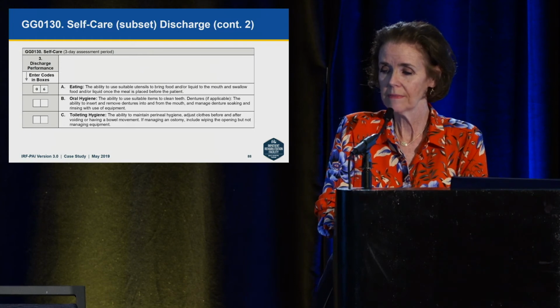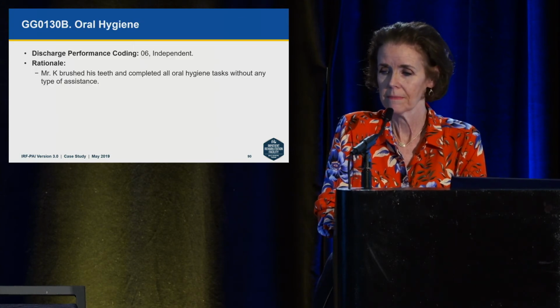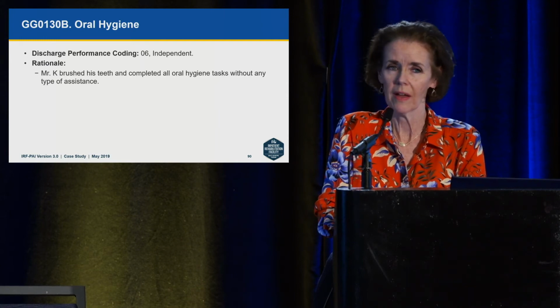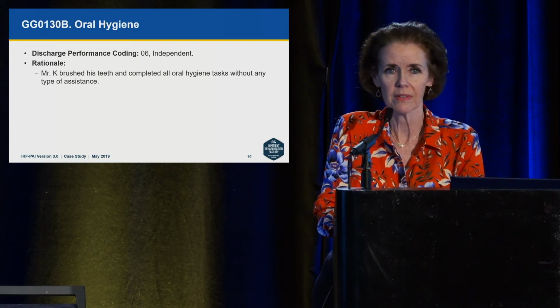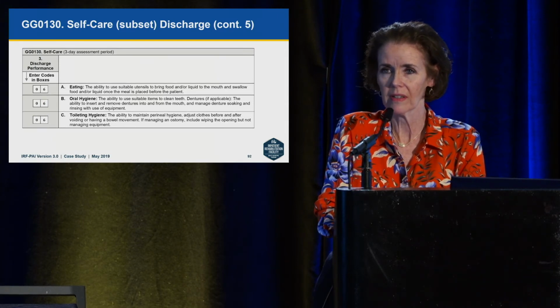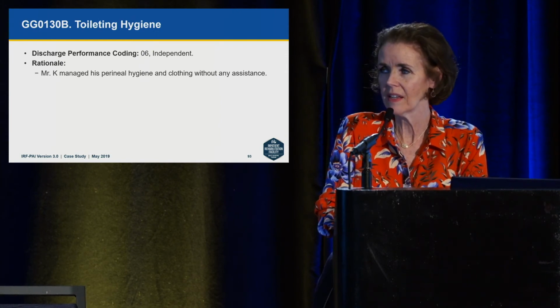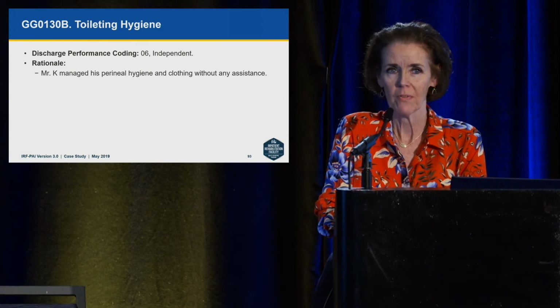For oral hygiene, our discharge performance code score should be 06. Again, he was able to brush his teeth and completed all oral hygiene without any type of assistance by the time he left. For toileting hygiene, the discharge performance should be coded correctly at 6. And he was able to manage his perineal hygiene and clothing without any assistance. So very good.